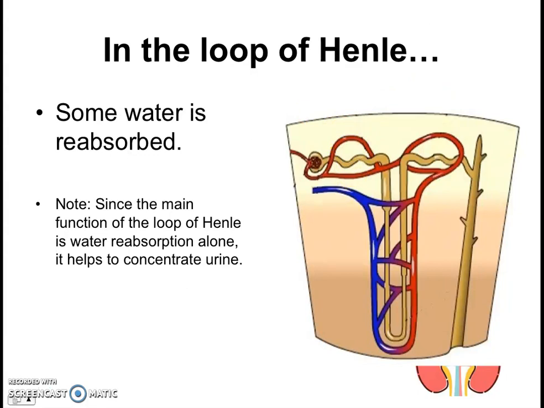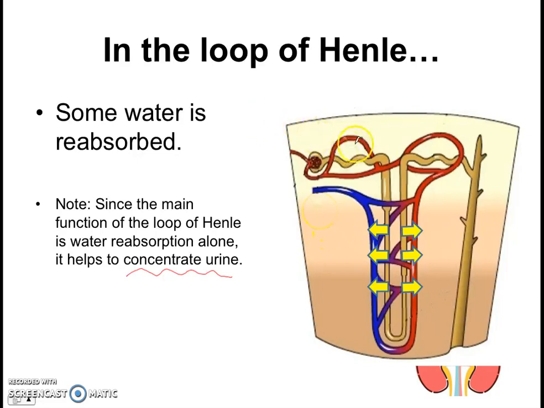Now next, in the loop of Henle, some water is reabsorbed. Now in the loop of Henle, only water is reabsorbed. No mineral ions, no glucose, no amino acids. And something interesting happens as a result. Because the loop of Henle only reabsorbs water and not salts, it actually helps to concentrate the urine. It helps to concentrate the filtrate, because only water is moving out of the filtrate. So whatever is left in the filtrate is becoming more and more concentrated. So one of the main functions of the loop of Henle is to concentrate the urine, to make it more and more concentrated if you need to produce concentrated urine.